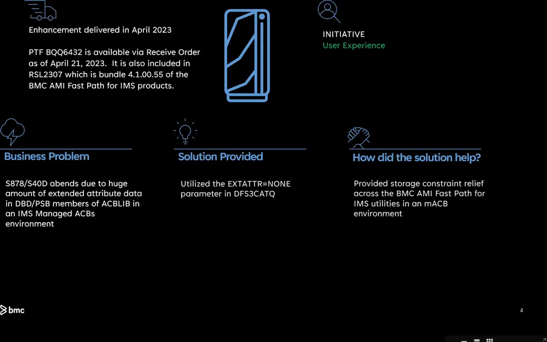Now, as more and more customers start trying out IMS managed ACBs in their higher level environments, or environments where a significantly huge volume of metadata is expected, the enhancement will help all the BMC-AMI fastpath for IMS utilities to continue to work without any roadblock, which otherwise could result in hard failure without any circumvention, which we obviously don't want. So, long story short, this enhancement helps avoid S878 and S40D abends, which are primarily related to storage constraints in customer environments, which can otherwise prove to be hard failures for our customers.